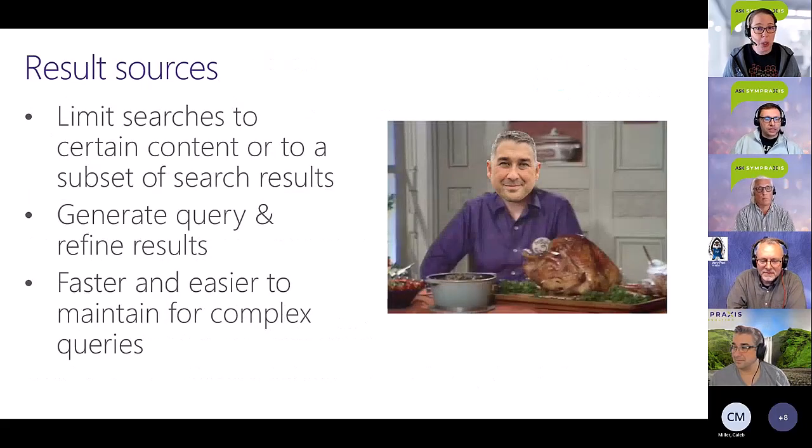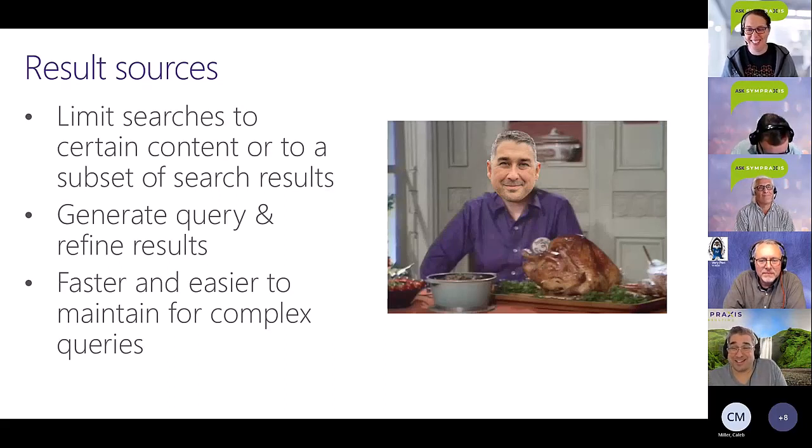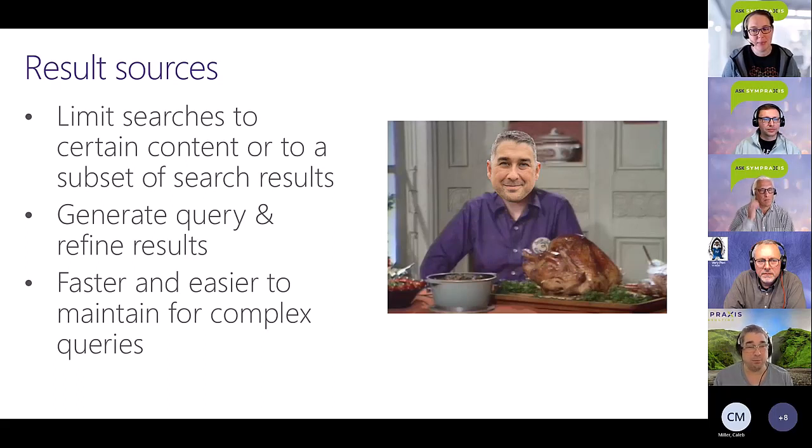Oh, Julia. Yes. I'm going to talk about result sources because I'm a huge fan of result sources. Essentially, they're a way for us to limit our search results to a specific set of content or a subset of the search results. It's your Julia Child moment, right? You put your search query into this result source, and then you can pull it out when it's ready. So it gets indexed at index time specific to your query. Say you have 1 million items in your SharePoint search index.